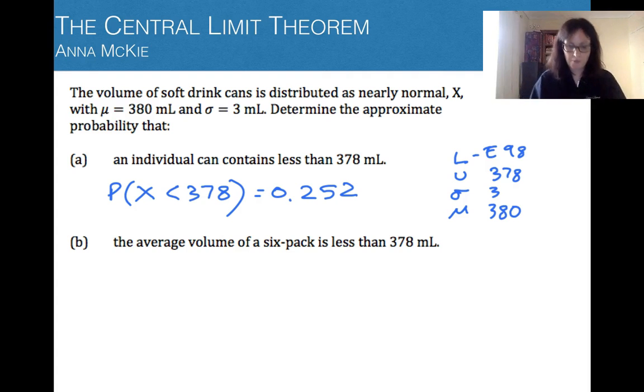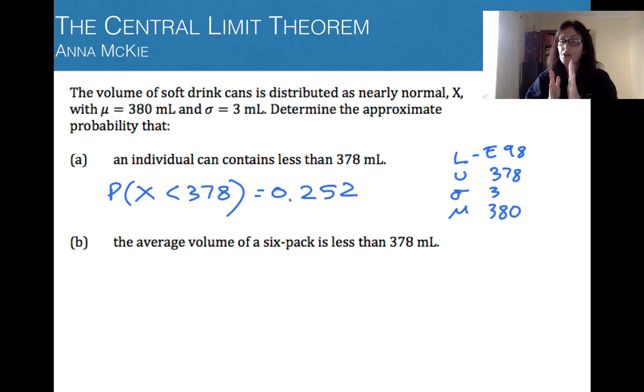This is the new part. What if we want the average volume of a six-pack to be less than 378 mils? What's the chance of that happening? So we know it for an individual can. You can imagine you've got your mean at 380. What's the chance of being 378 or less? But what about a six-pack? So the average volume, that means all 6 cans in that pack, on average are less than 378.